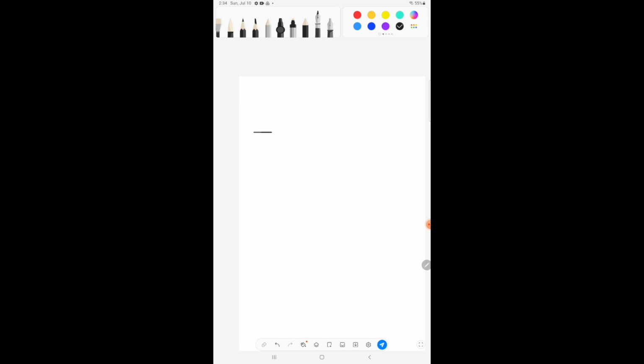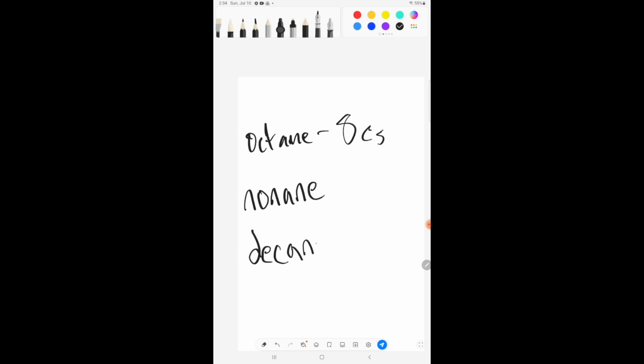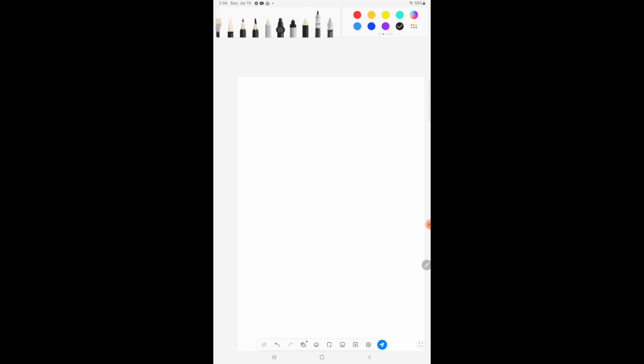It's quite simple. Octane has 8 carbons. 9 carbons is nonane. Let me make that legible. Nonane. And then 10 carbons is decane. Okay, so that's basic nomenclature, and it's quite simple to see the logic here.